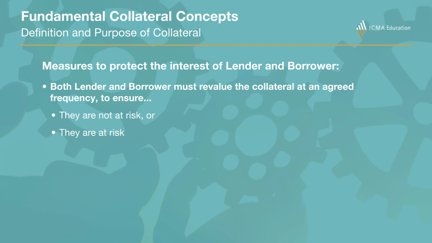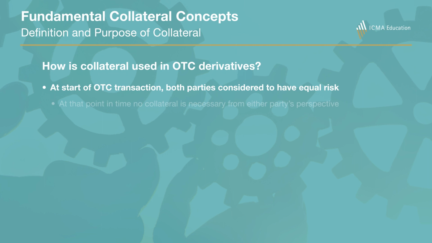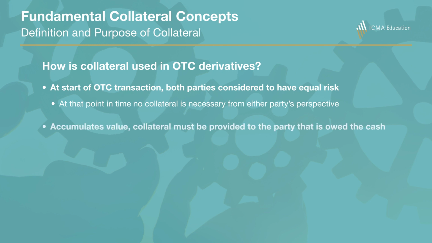Until now, we've talked about collateral from a traditional repo transaction perspective, so let's have a quick look at how collateral is used in OTC derivatives. At the start of an OTC transaction, both parties are considered to have equal risk, so at that point in time, it is not necessary from either party's perspective to post collateral. However, as an OTC derivative trade accumulates value over time, collateral must be provided to the party that is owed cash. For example, an investor executes an interest rate swap with counterparty T.